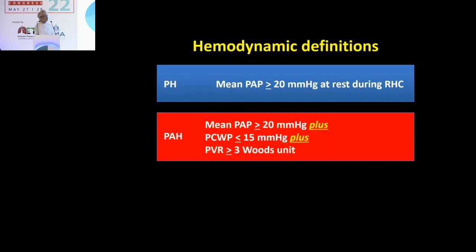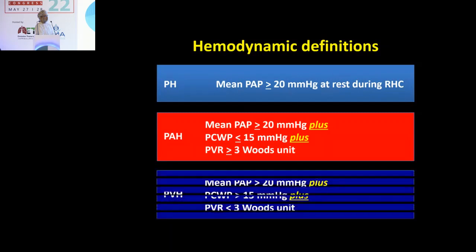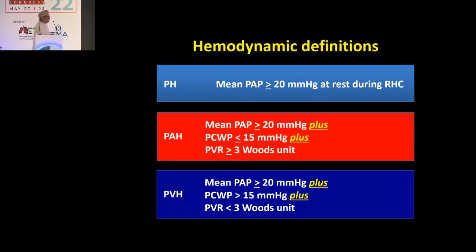the wedge pressure is less than 15, plus PVR of 3 or more. So that is what we call pulmonary arterial hypertension. Whereas in pulmonary venous hypertension, the mean pressure again is 20 or more, plus the wedge pressure is more than 15, but PVR is less than 3 Wood units. So we call this pre-capillary, and that one we call post-capillary.